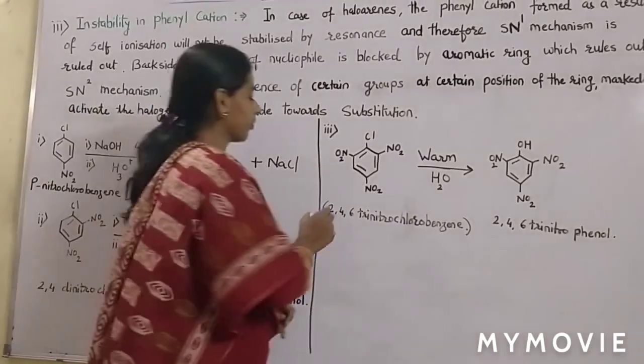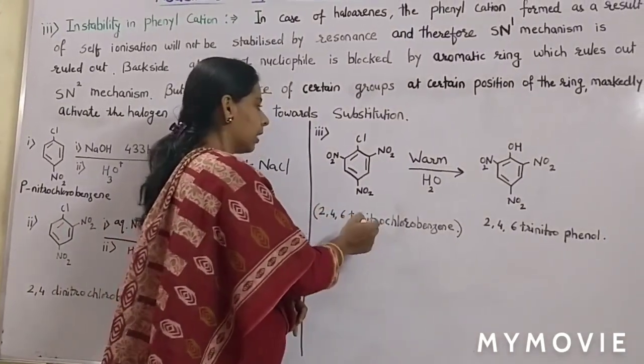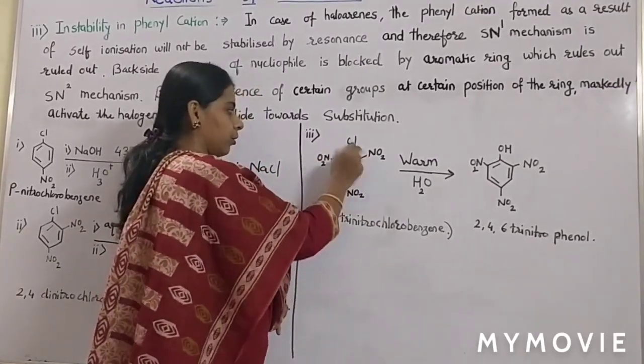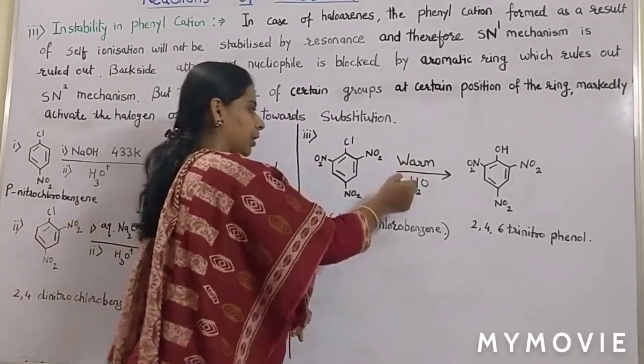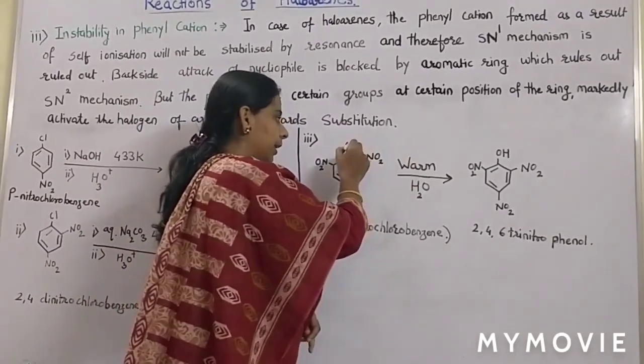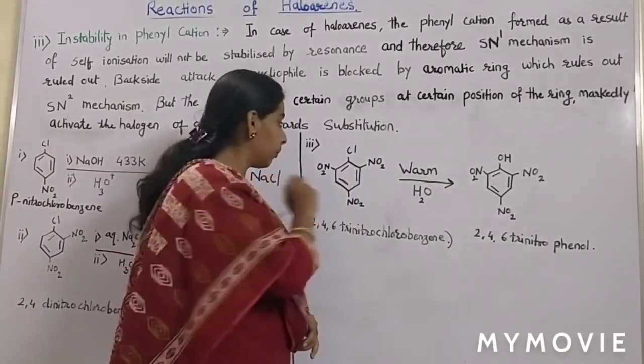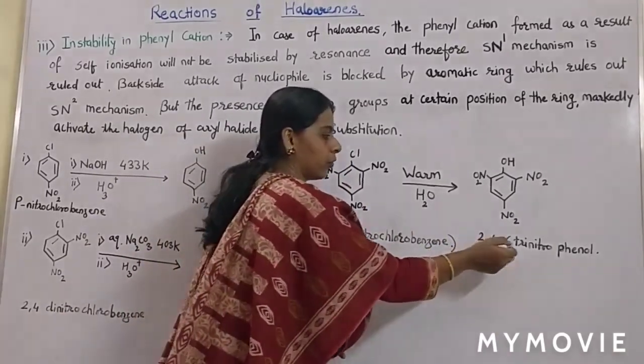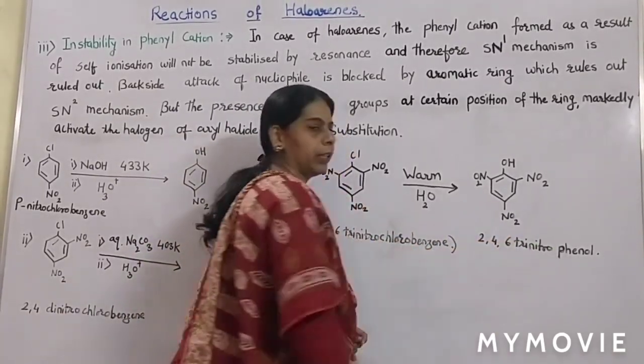Third reaction is 2,4,6-trinitrochlorobenzene. It reacts in the presence of water. So OH can enter here in place of Cl. So a substitution reaction can be carried out, and 2,4,6-trinitrophenol can be formed.